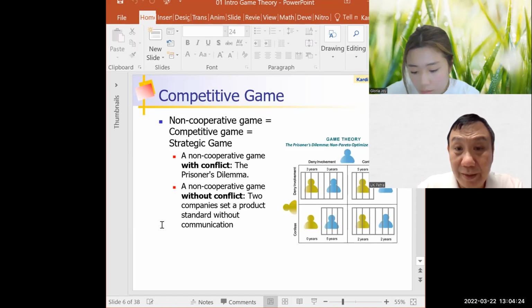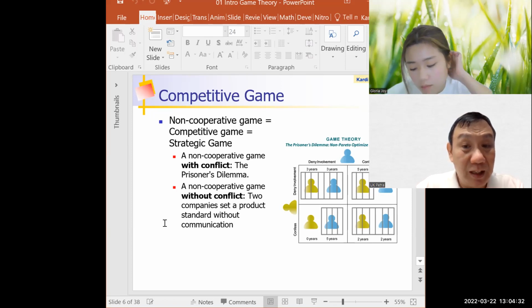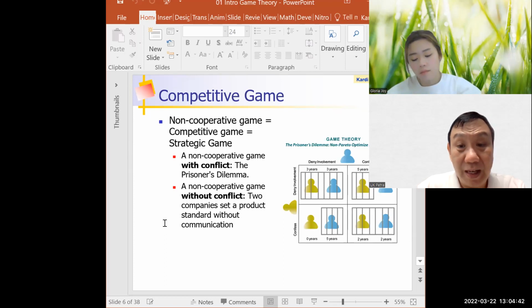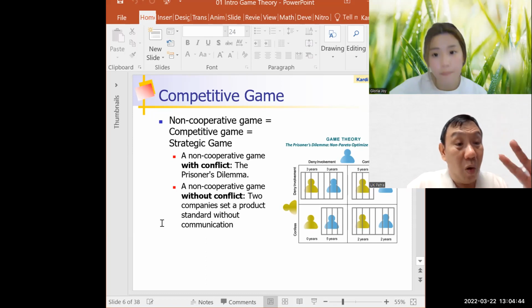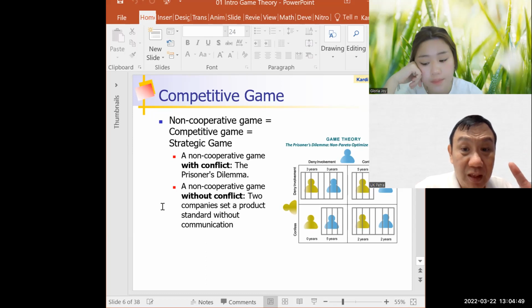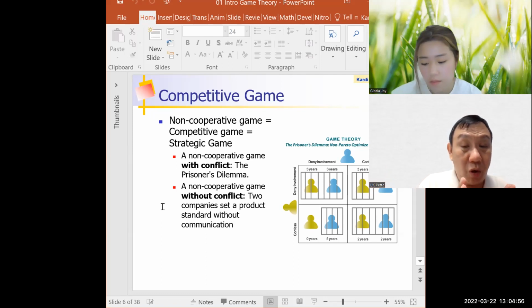Okay. The second is no binding agreement. So this is called non-cooperative game or competitive game. The other word is strategic game. So you remember when we said strategic game, that means competitive, non-cooperative. Again, in non-cooperative, you also have two possible categories. One is with conflict and the other one is without conflict. So one example of a non-cooperative game with conflict is the prisoner's dilemma.